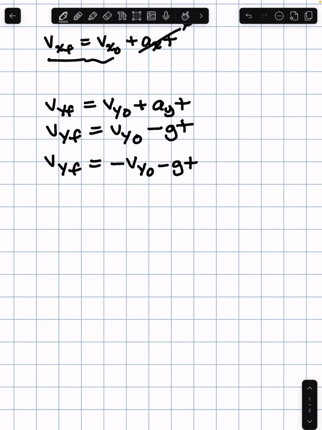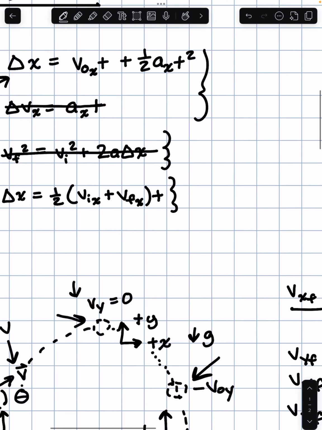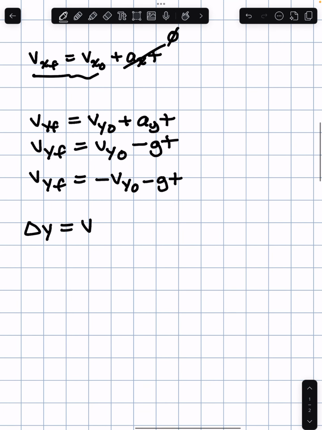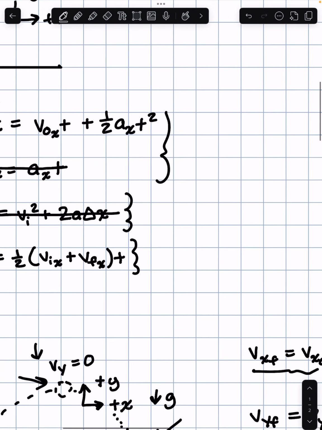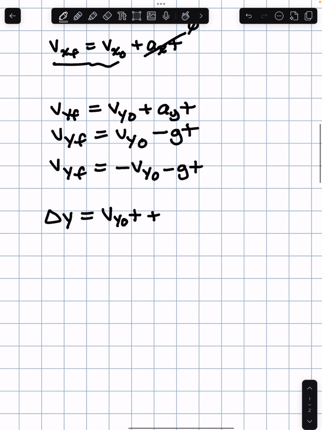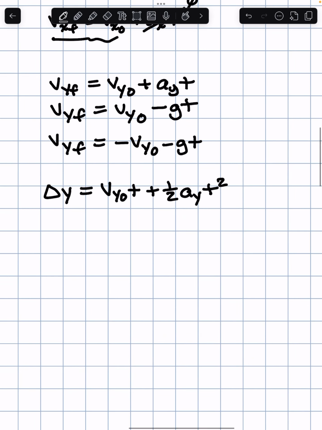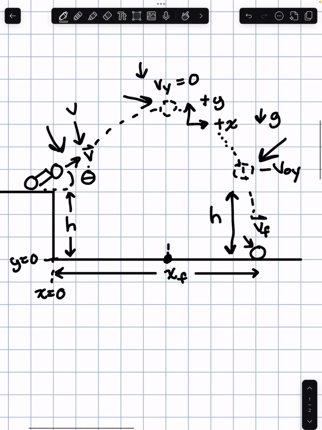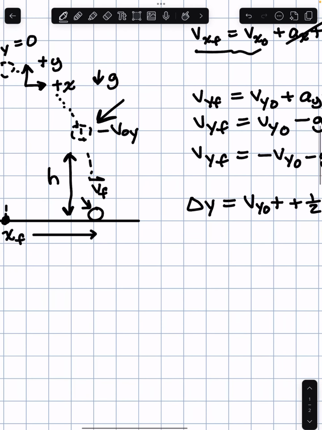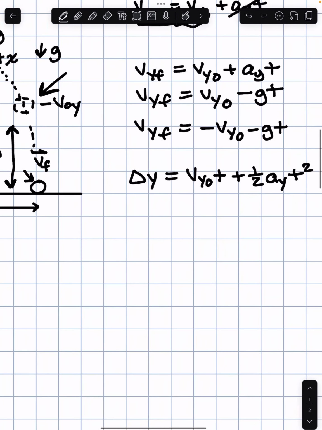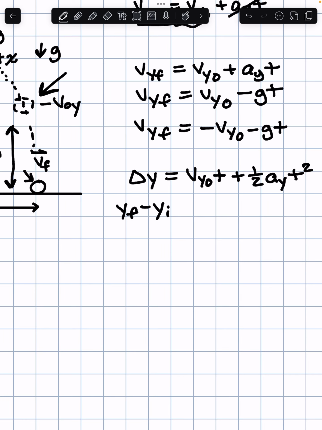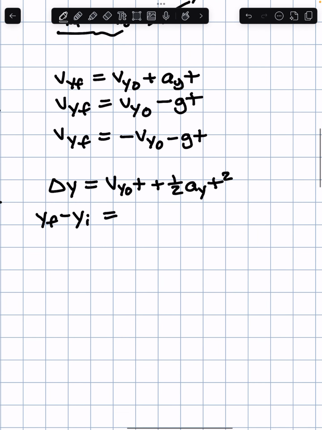We're going to have delta y equals vy naught t plus 1/2 ay t squared. Again, let's substitute our known values. Delta y is going to be negative h, because delta y is yf minus y initial. Our y initial is h, and our yf is going to be 0. So we're going to have negative h there when we solve for that.